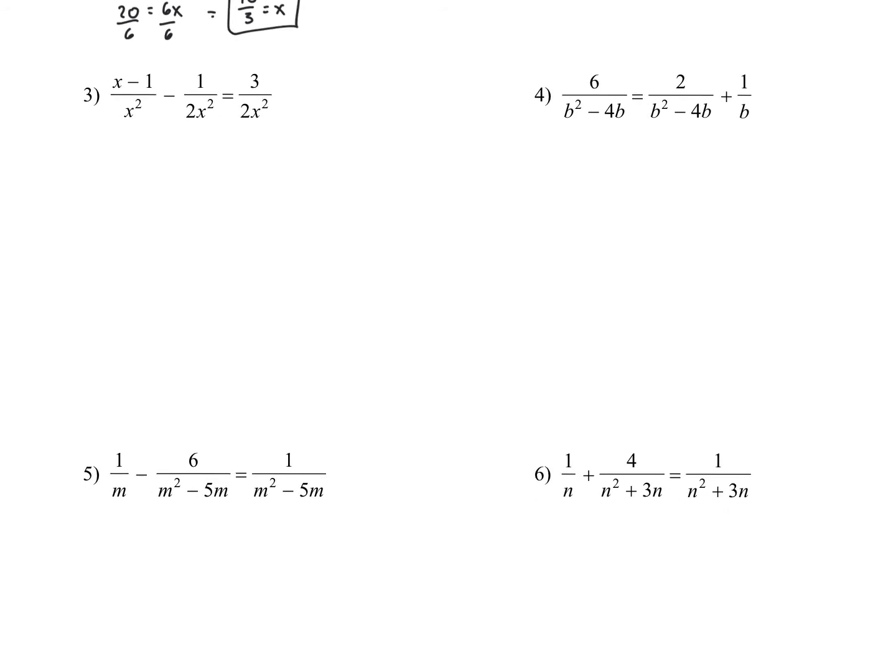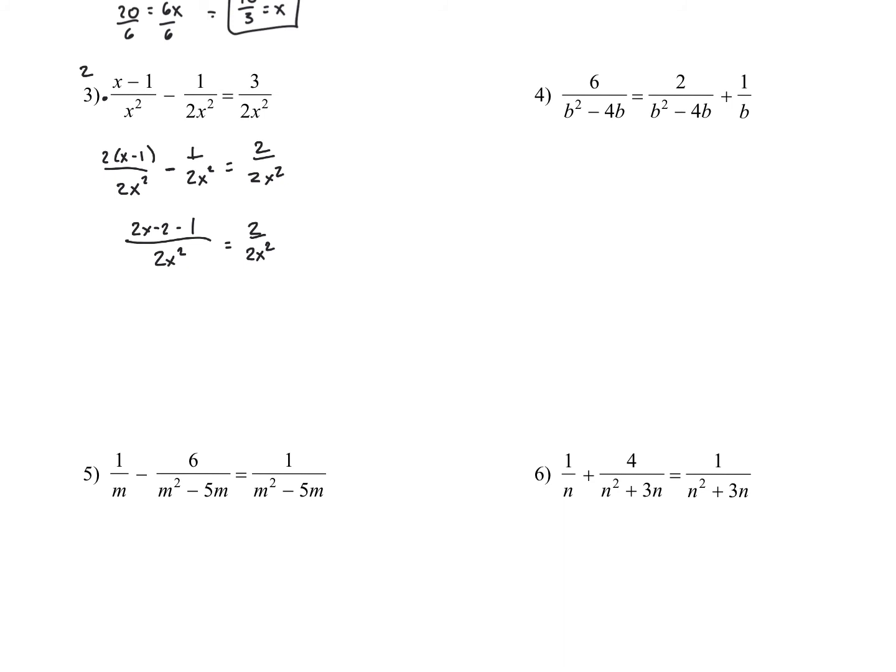Looking across my denominators, I see x squares and I see 2x squares. So I'm only going to have to multiply this first fraction by a 2 in order to get my 2x squared in this denominator. So 2x minus 1 over 2x squared minus 1 over 2x squared is equal to 3 over 2x squared. Okay, I'm going to distribute and combine like terms. Keep your eye on the negative sign. Do not lose it. It should be a 2 minus 1 over 2x squared is equal to 2 over 2x squared.